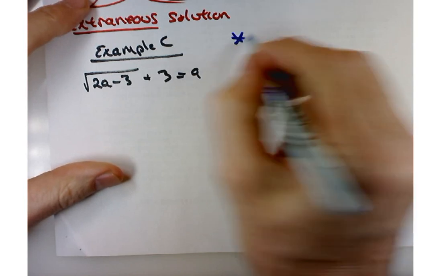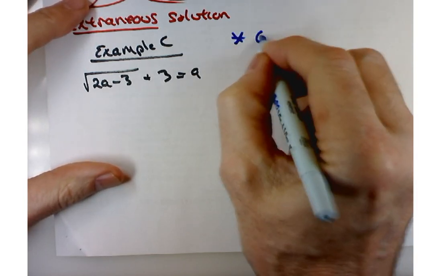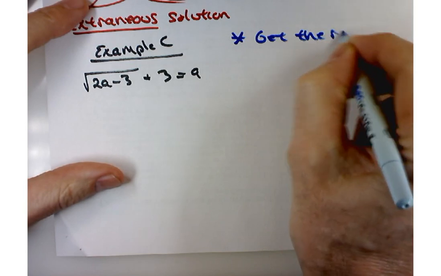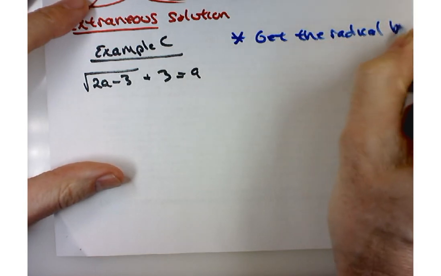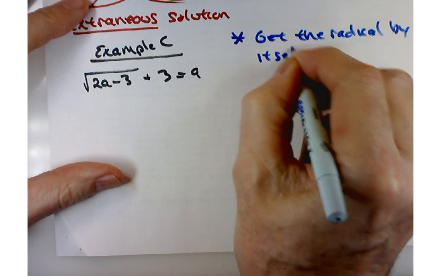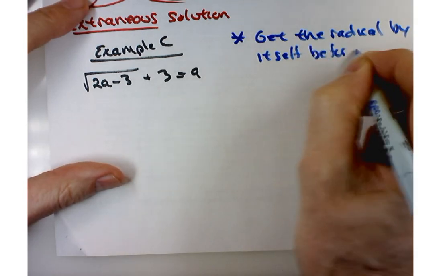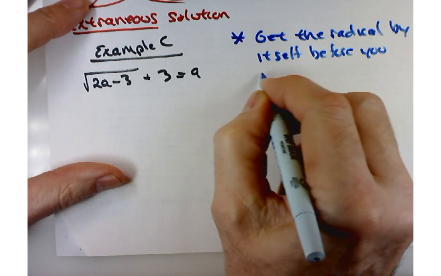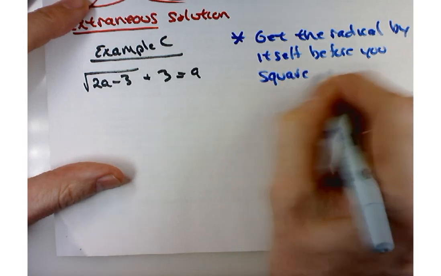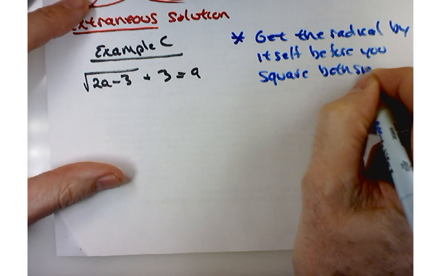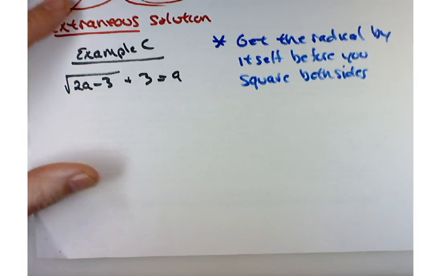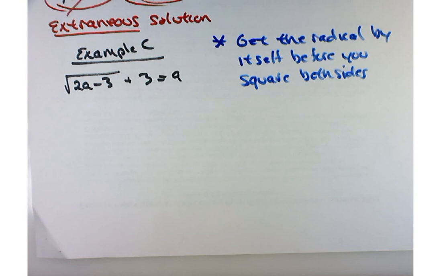And that's so important. I'm going to write it down here. Get the radical by itself before you square both sides. I think I gotta retire this pen. So what do I mean by that? What do I have to do to get the radical by itself in this particular problem? Subtract 3. Yeah, subtract the 3 from both sides.